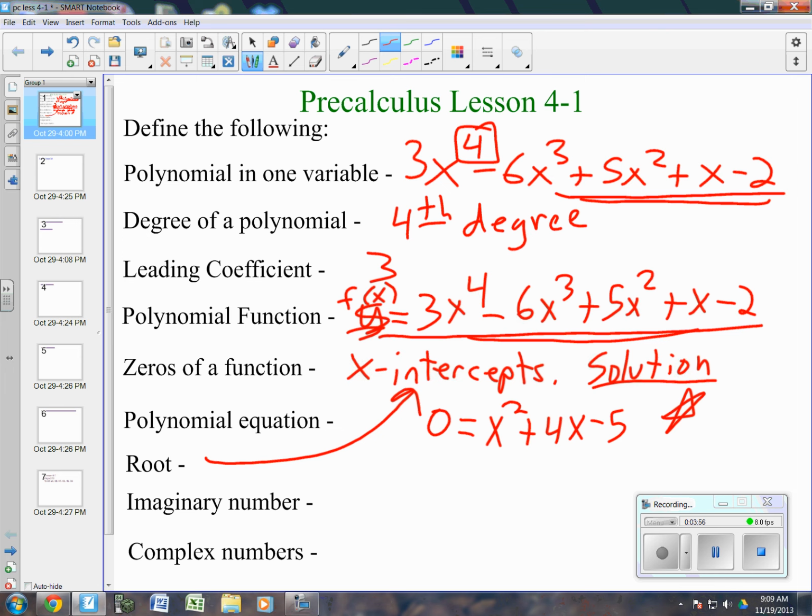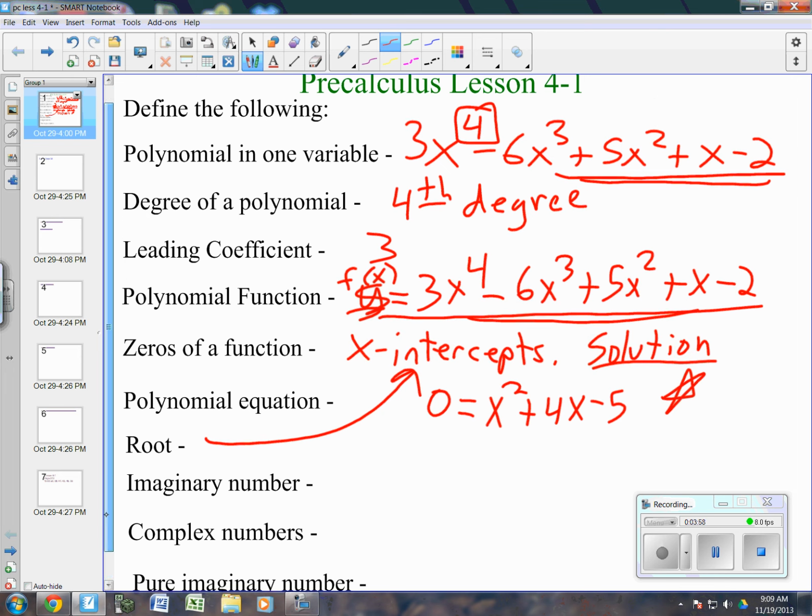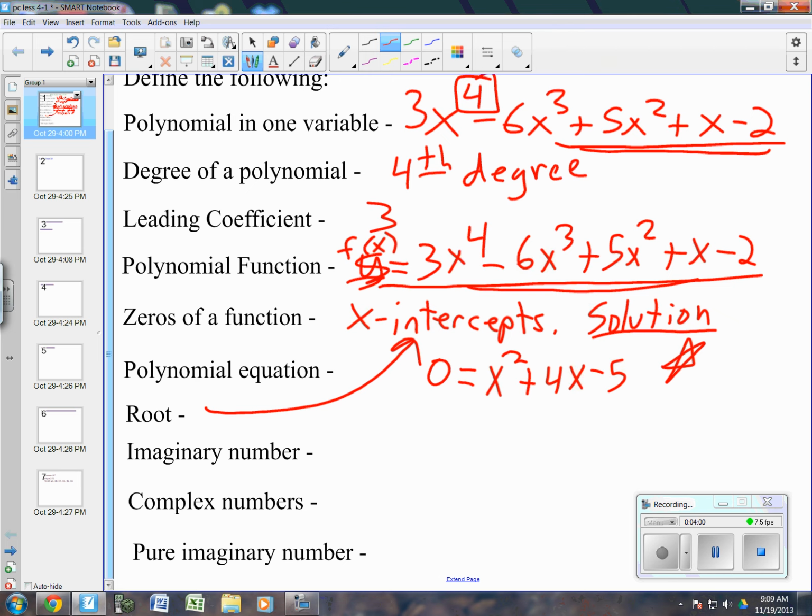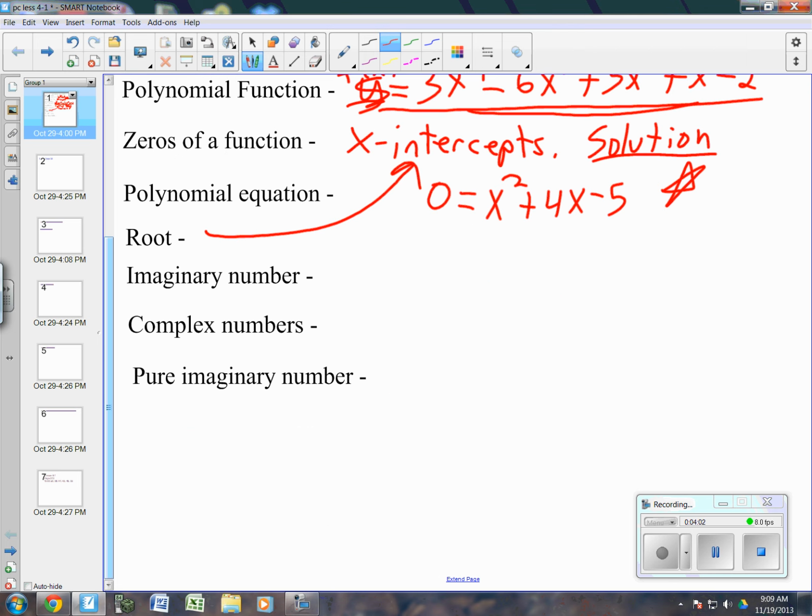Okay, imaginary numbers. How many of you guys remember what the pure imaginary number is? i. Okay, what does it represent? Yeah, some of you guys, I heard you say it. The square root of negative 1 is what we replace it with. Some mathematician a long time ago decided they were going to call it i.